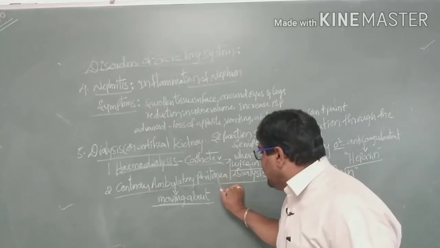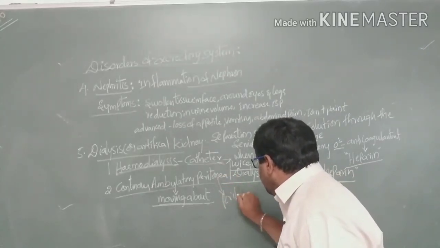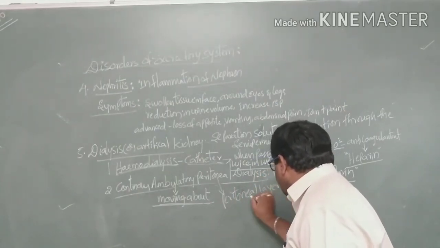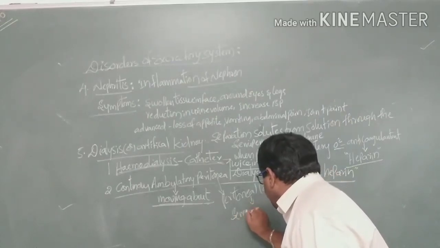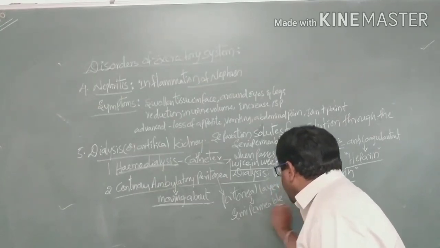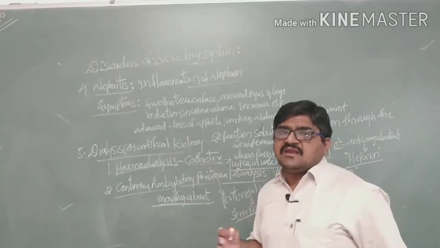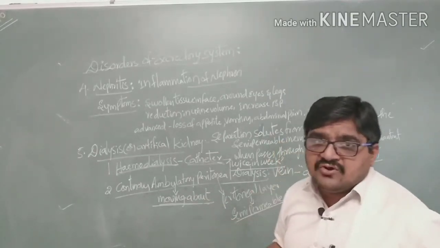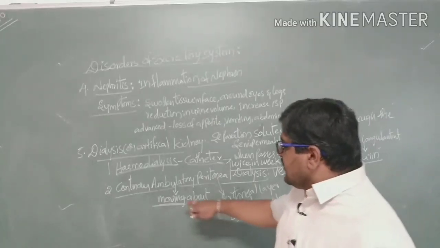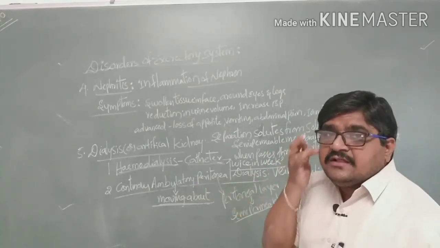The peritoneal layer will act as a semi-permeable membrane. Through the peritoneal membrane, the separation of the waste materials takes place through the diffusion process. So this process is called continuous ambulatory peritoneal dialysis.